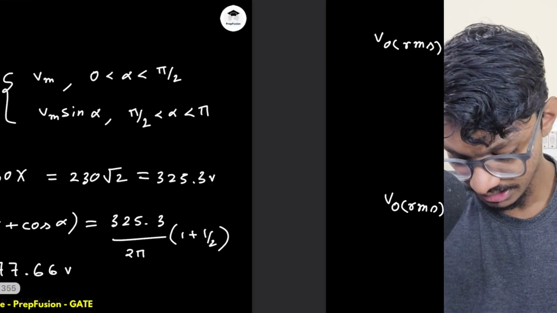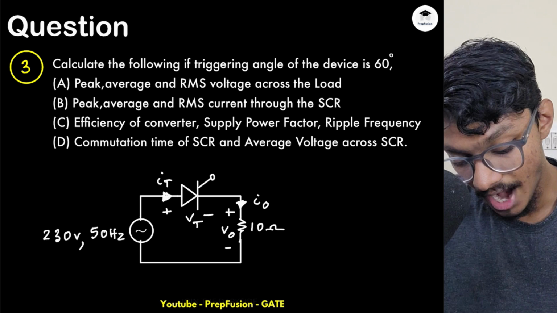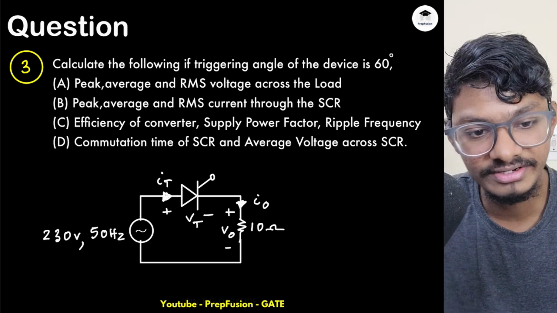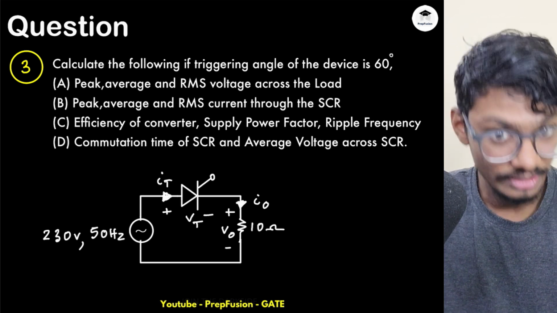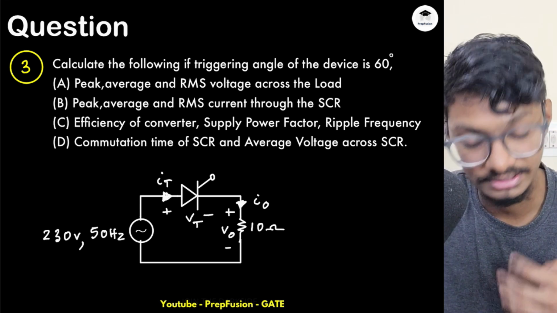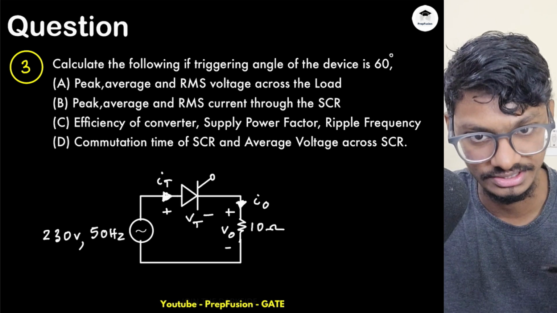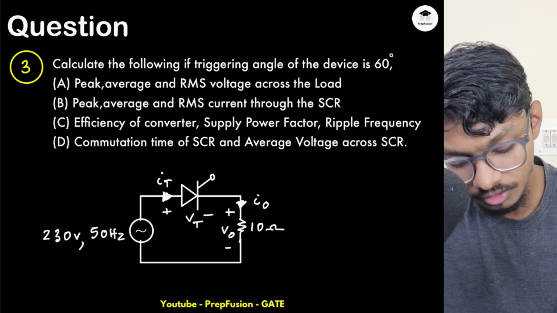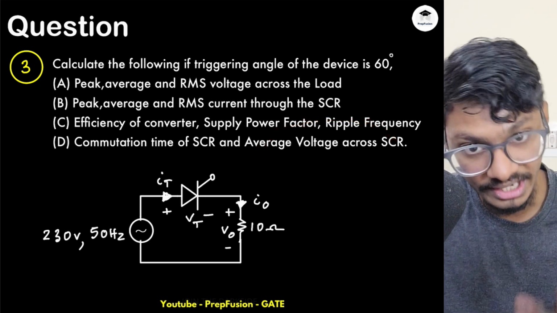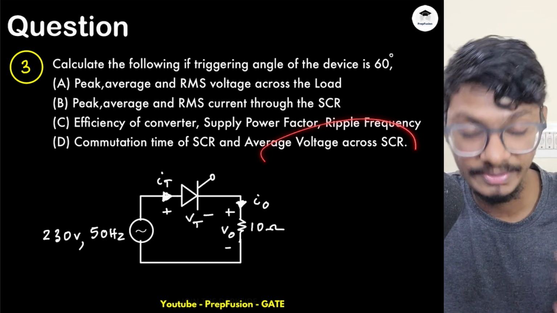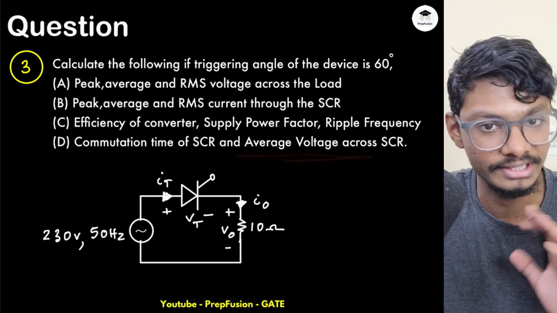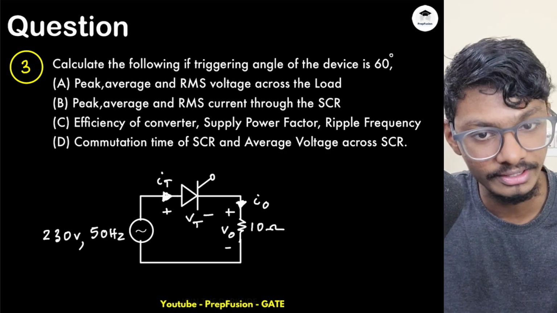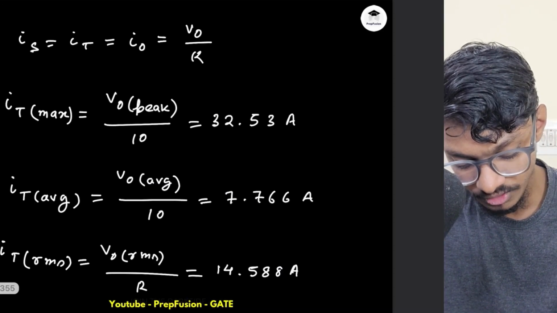Next, what are they asking? They are asking us about the average voltage across the SCR. Now, this is not something I have derived. These types of questions can come in the GATE examination. This is not something I have told you to remember as a formula. You have to derive it, and it may so happen that you have to derive it in the examination hall. I haven't told you anything about average voltage across the SCR. You have to derive it. So what is the average voltage across the SCR?